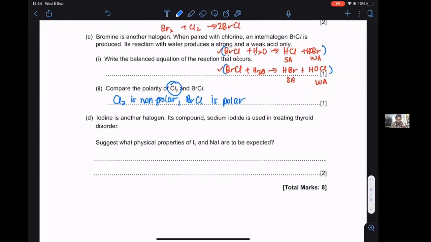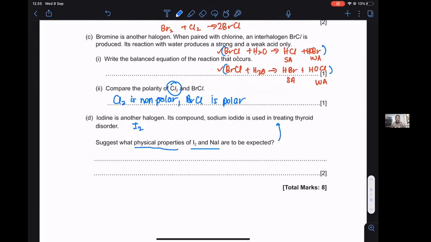Now, iodine is another halogen. Its compound, sodium iodide, is used in treating thyroid disorder. So here, what physical properties of I2 and NaI are being expected? Here you can answer anything. If you want to refer to this, you can. Without referring to this, you can too. But it must be physical.